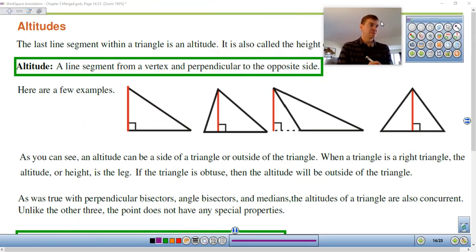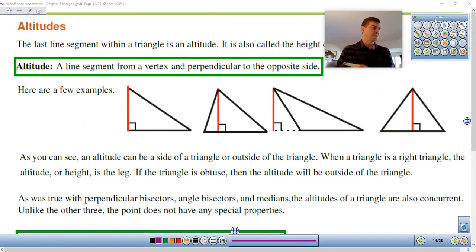Next and final thing to talk about is the altitudes of a triangle. Okay, altitude is nearly synonymous with height. So when we talk about the altitude of a triangle, we are talking about the height of that triangle. I don't have a triangle handy. Give me just a second.